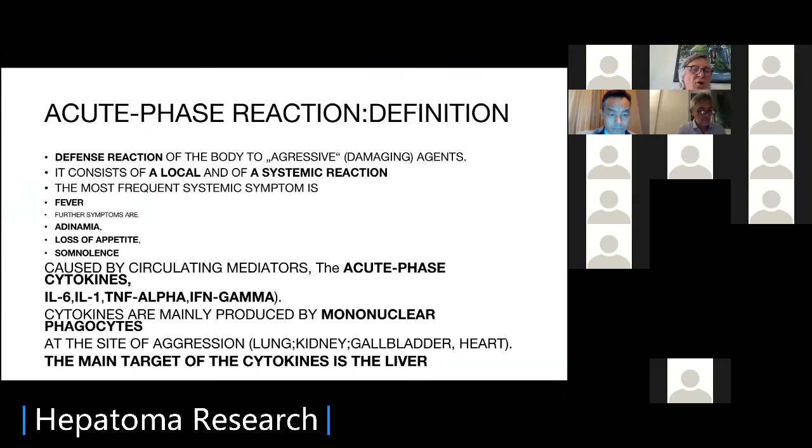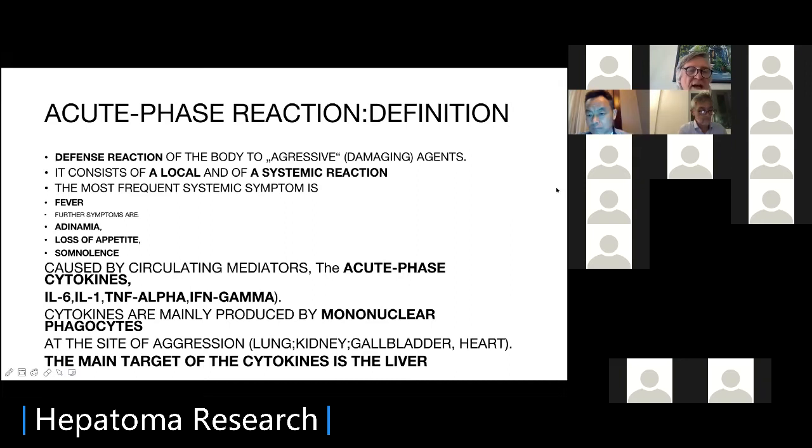And we know now for 50 or 60 years that these reactions are mediated by acute phase mediators called acute phase cytokines. The most important now is IL-6, interleukin-6. The first one we studied was interleukin-1, the first pyrogen, TNF-alpha, interferon gamma, which is called the immune interferon. But, you know, we have data that interferon gamma is also one of the first cytokines generated.